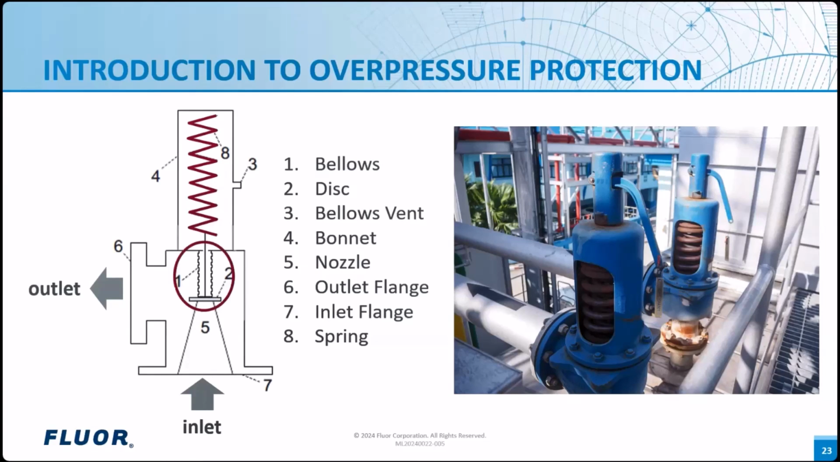In this example, a bellows is used to shield the top of the disc from back pressure at the valve outlet. This is to help reduce the effect of back pressures on the opening of the disc. API 520 has details about the different types of relief valves and their function.